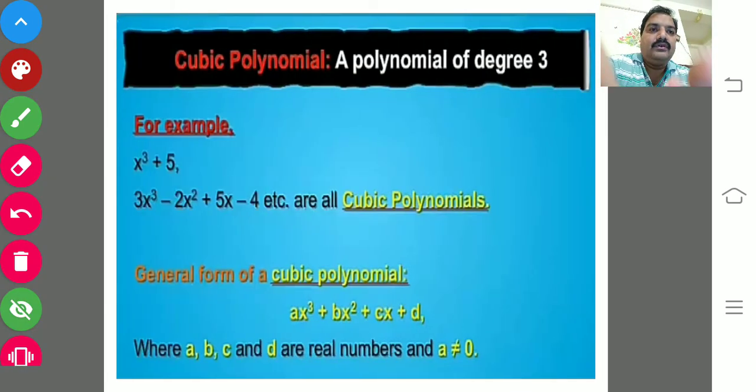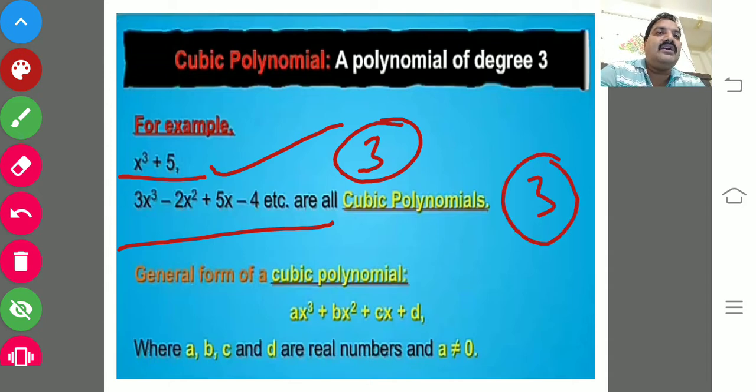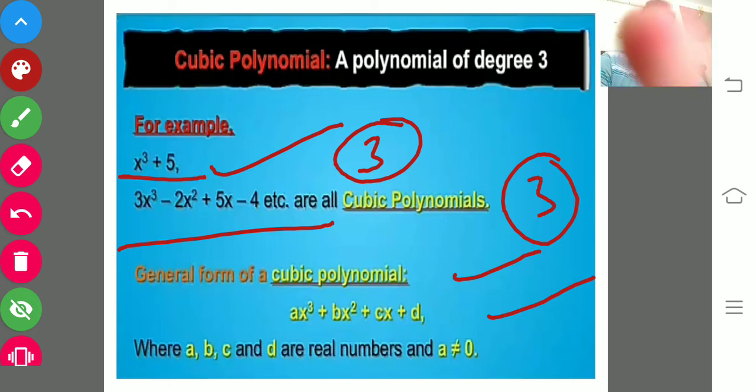And now the cubic polynomial. If any algebraic expression has degree 3, the highest power, it is cubic. If you observe x^3 + 5, what is the highest power? 3. And in 3x^3 - 2x^2 + 5x - 4, what is the highest degree? Yes, 3. So a polynomial of degree 3 is called a cubic polynomial. The general form of a cubic polynomial is ax^3 + bx^2 + cx + d, where a, b, c, d are real numbers and a is not equal to 0.